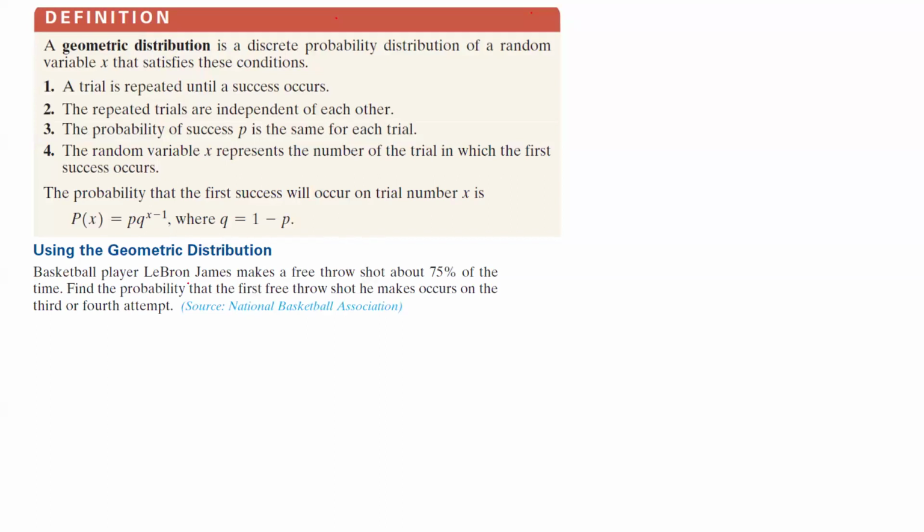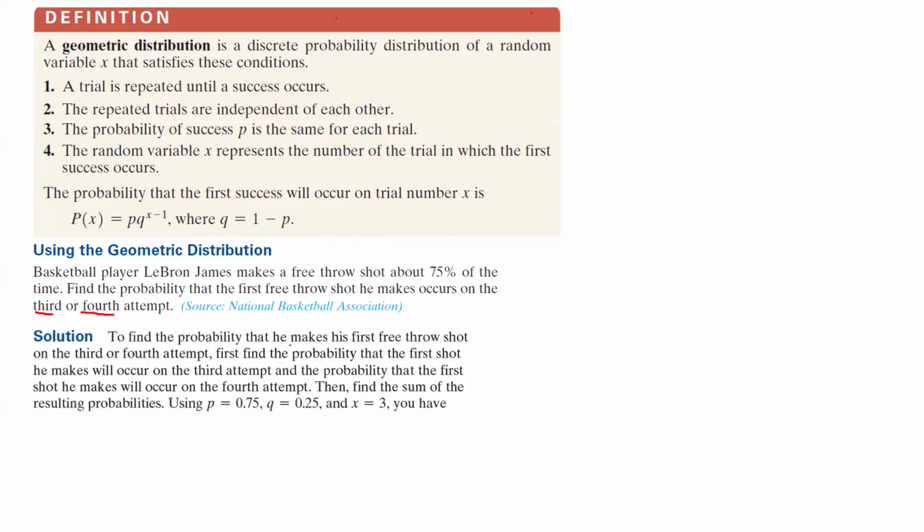Basketball player LeBron James makes a free throw shot about 75% of the time. Find the probability that the first free throw shot he makes occurs on the 3rd or 4th attempt.